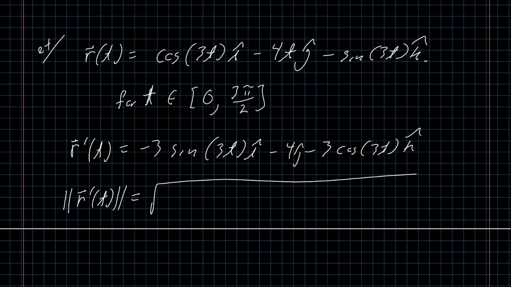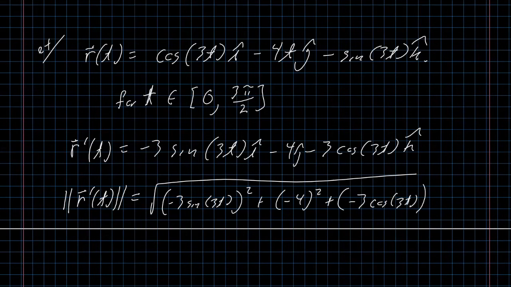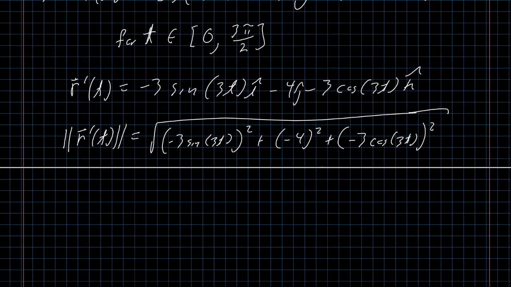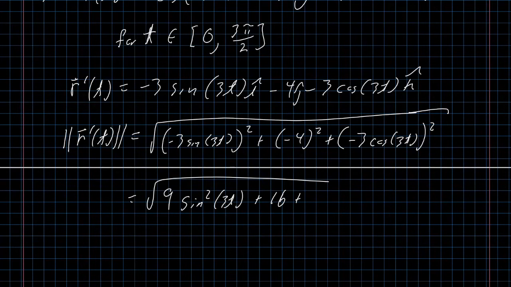And so we want to take the square root, and each term on its own we will square. So we've got -3 sine of 3t squared, we've got -4 squared, and we've got -3 cosine of 3t squared. All right, -3 squared is +9, sine squared is sine squared. -4 squared is +16. And -3 cosine 3t squared is +9 times cosine squared of 3t.